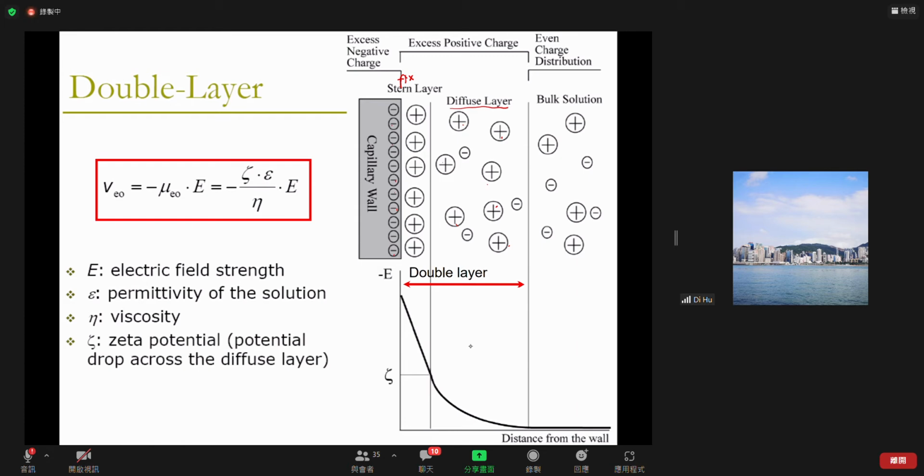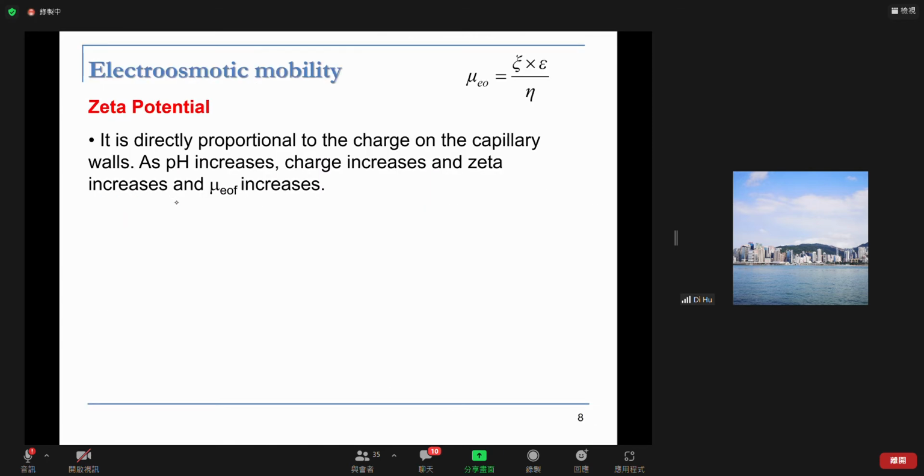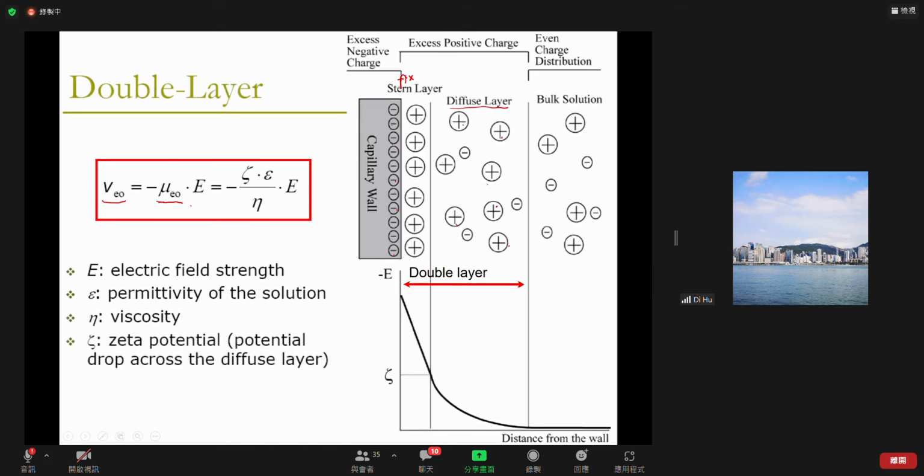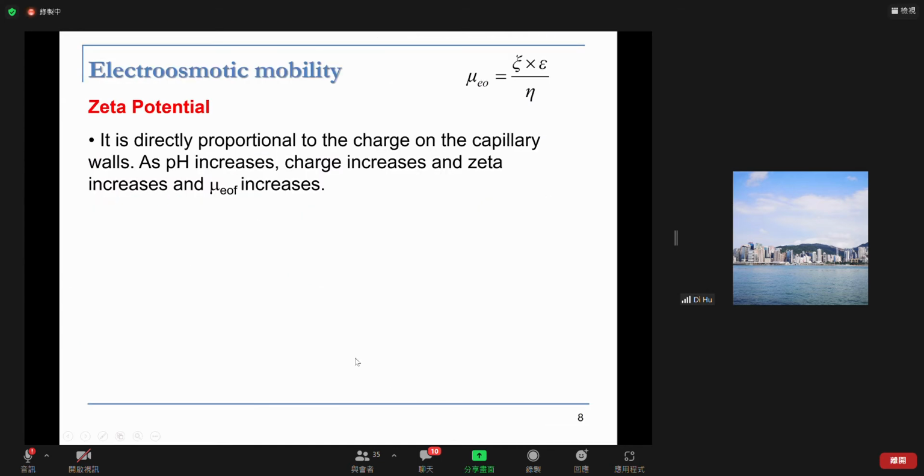And then we can calculate the electro-osmotic flow. The electro-osmotic velocity, EOF, is equal to the electro-osmotic mobility times the electrical field. So the electro-osmotic flow is related to what? It's related to the zeta potential, and also the permittivity of the solution, and something we have seen before, viscosity. Okay, so what is zeta potential?